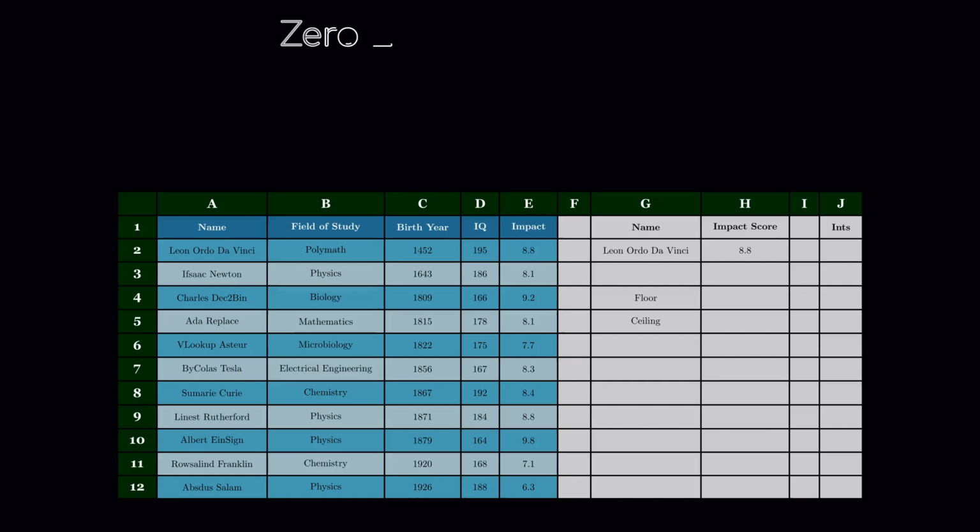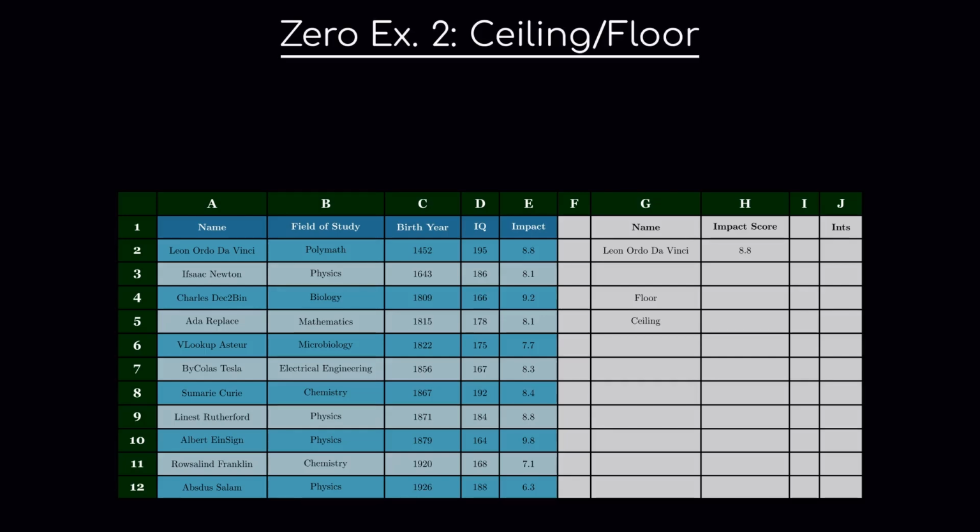Ceiling and floor simply take a decimal value and round it up or down to the nearest integer, respectively. To do this with XLookup, we're going to have to create a list of integers spanning from the lowest value to the highest value we're going to need. Here, we're applying these calculations to Leonardo da Vinci's impact value, which is 8.8. With ceiling, this would rise to 9, and with floor, it would drop to 8.